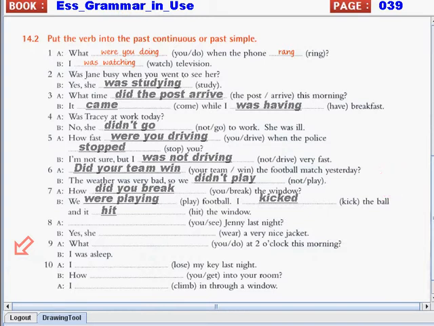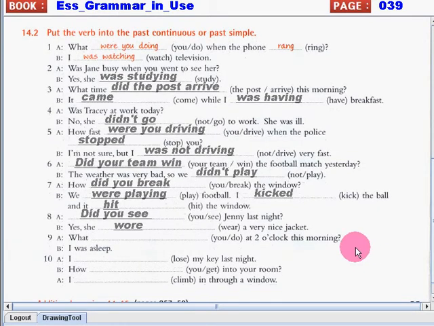Okay? Number 8. Blank Jenny last night. Yes, she blank a very nice jacket. Our question is in the simple past tense. Did you see Jenny last night? So again, our question here is in the simple past tense. So of course, the answer should have the same tense. Did you see Jenny last night? Yes, she wore a very nice jacket.